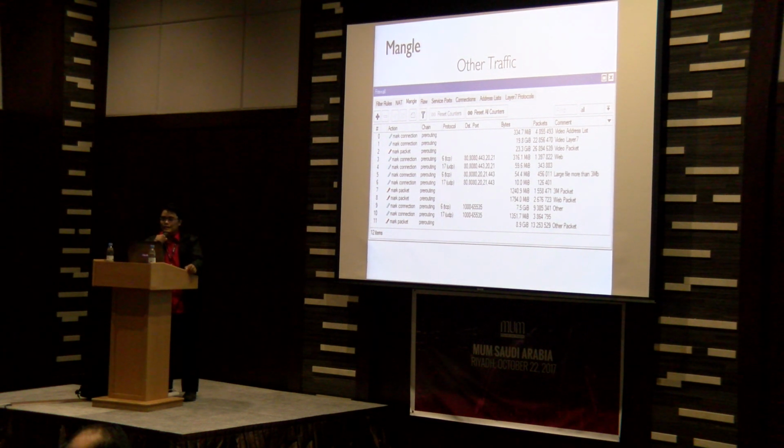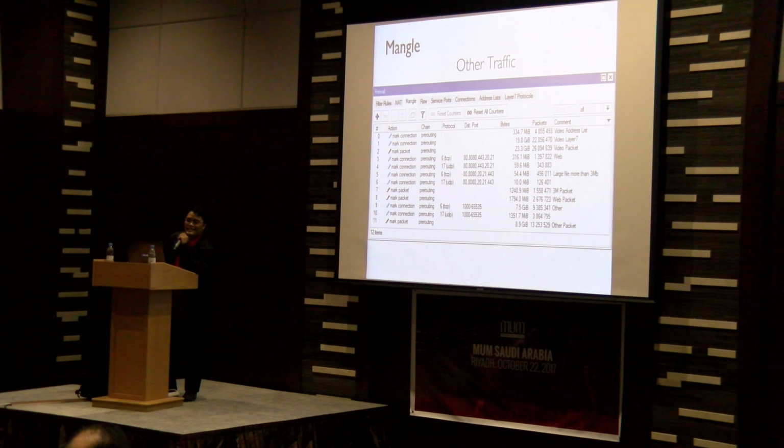Next one would be classifying other traffic. Other traffic, if you can see here, I have identified traffic from port 1000 to port 65535. So this is the whole range of ports, TCP and UDP. You may be asking why. How can we identify torrents? Any ideas?